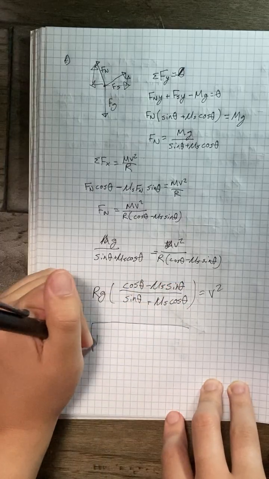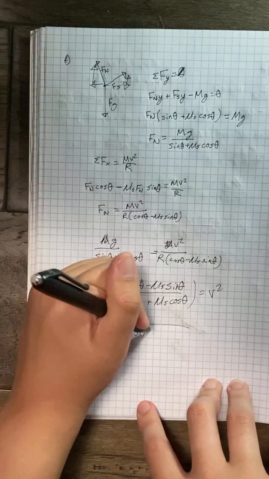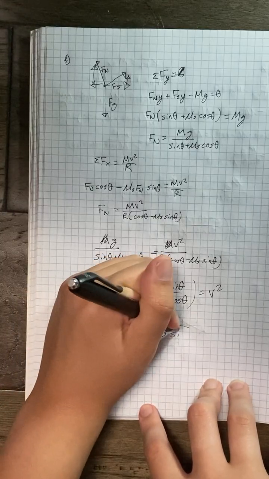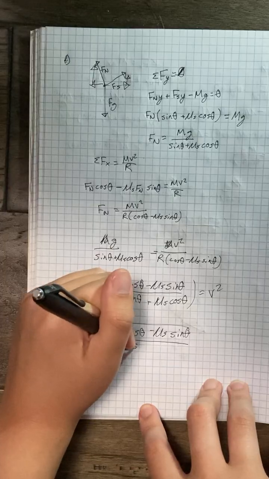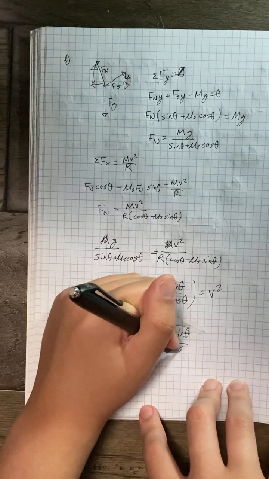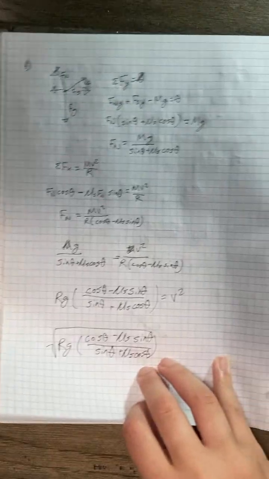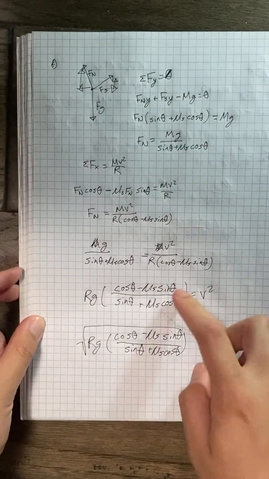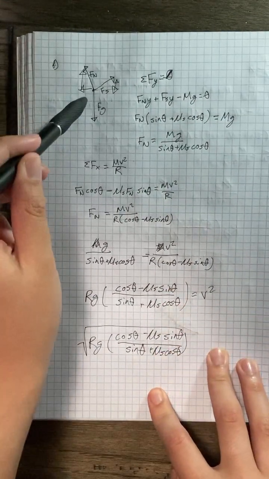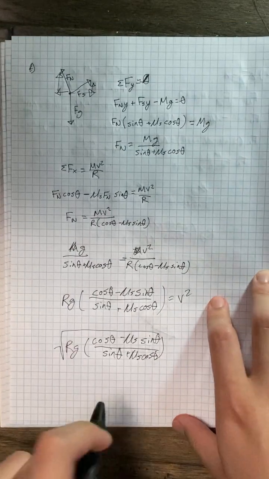Square root both sides. Again, rg times this whole term, cosine theta minus mu s sine theta over sine theta plus mu s cosine theta. The only thing that switches between letters F and E is the directions of your static friction, because one is pointing up along the plane of movement and the other is pointing down.